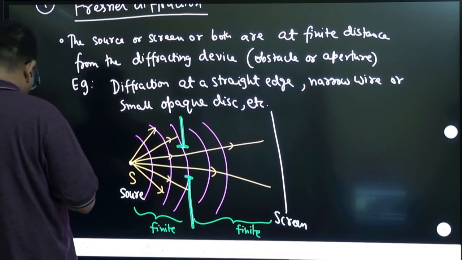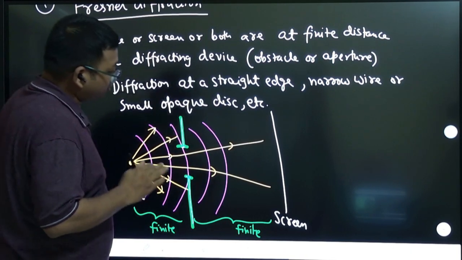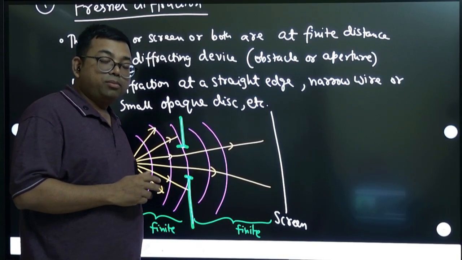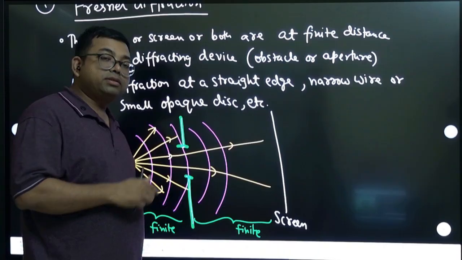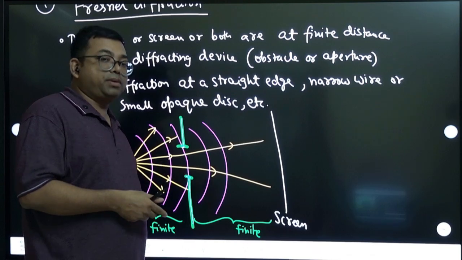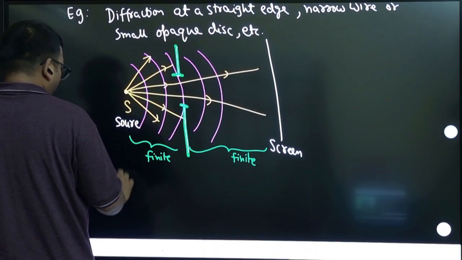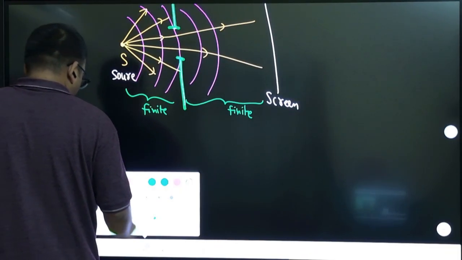Very important. Fresnel diffraction questions generally they don't give, but in board exams or other places they can ask you to draw the diagram or give examples, so that we can do it. Then let us go into Fraunhofer, which is the second type.